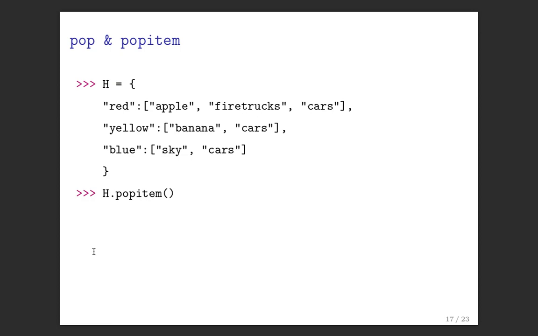We also have these pop and popitem for dictionaries. So I'm going to pop an item from this. Remember, the items are the pairs, the key value pairs. So what do I get if I pop an item from this?